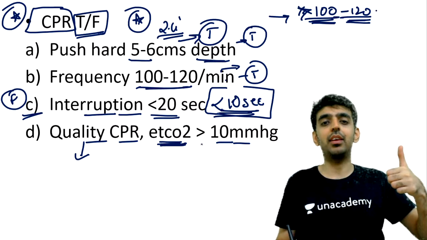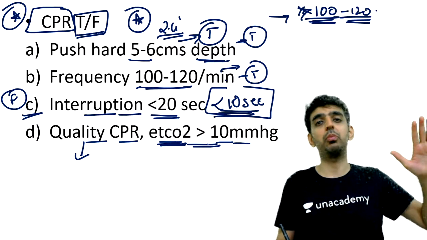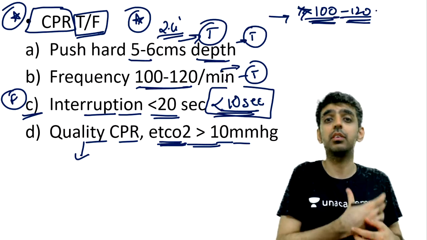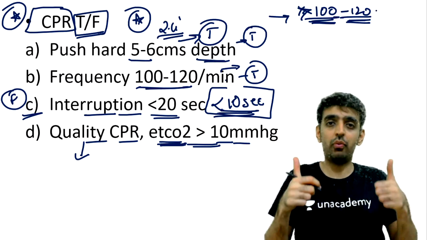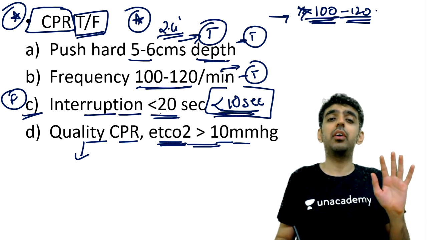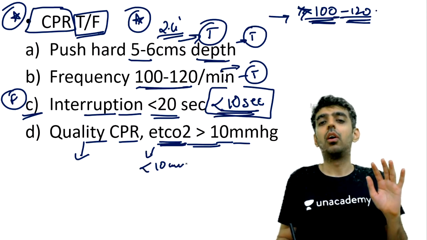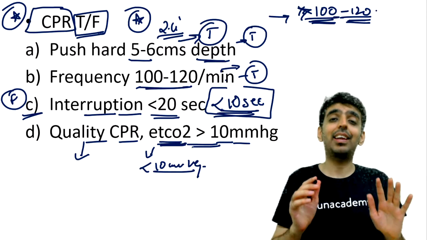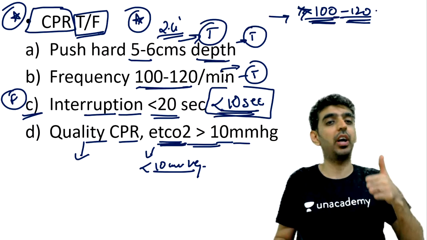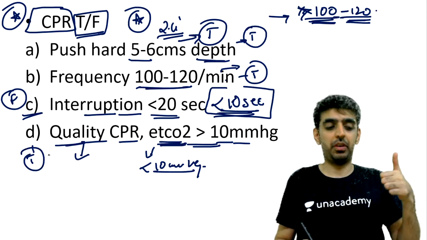So your quality of CPR is actually determined by the EtCO2. If the EtCO2 is more than 10 millimeters of mercury when you are giving chest compressions, that means your quality of CPR is good. That means the circulation going around is of good quality. But if your chest compressions are not of good quality, or if the EtCO2 level is continuously less than 10 millimeters of mercury for more than 20 minutes, at that time you can take a call, depending upon the history of the patient, whether to stop CPR or not. So this quality indicator of CPR is very important. So this is a true statement, right?